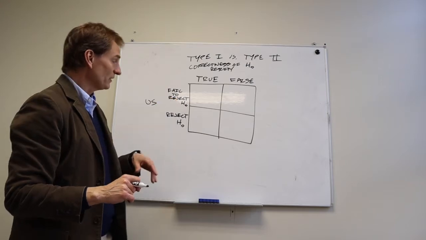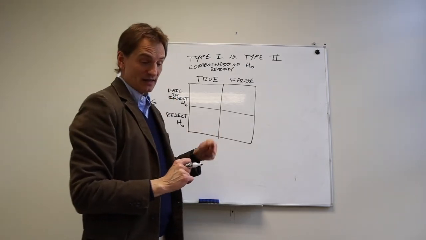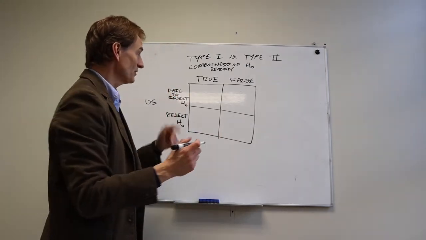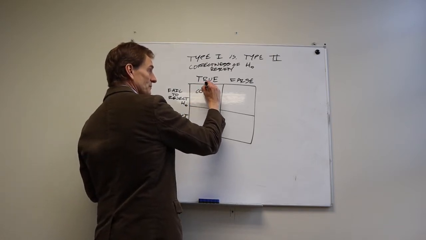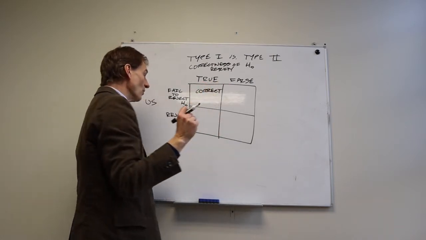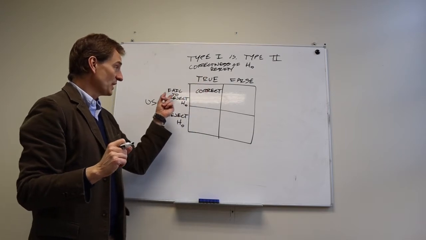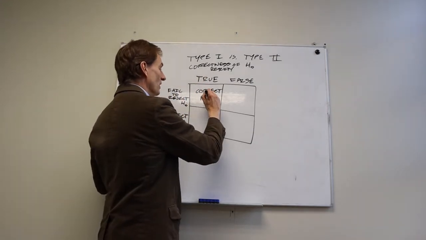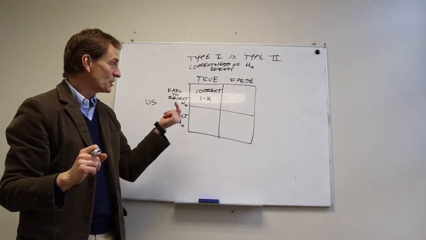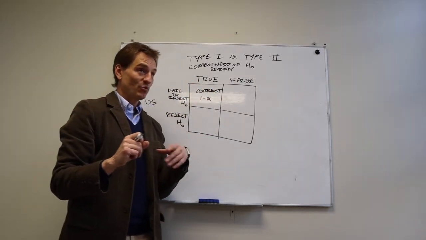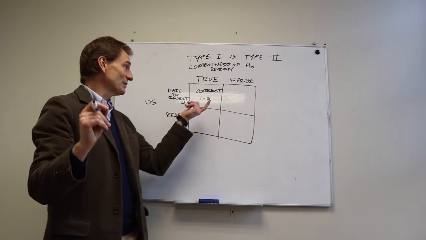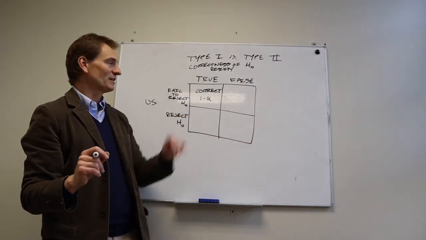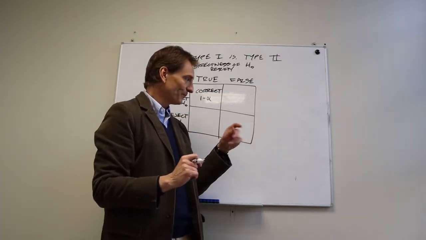If we fail to reject a null hypothesis, and it is in fact true, that's correct. So the null hypothesis was true, and we didn't reject it. What's the probability of that? It's 1 minus alpha. And so if we set alpha at 0.05, there's a 95% chance that we are going to fail to reject a null hypothesis that's actually true.